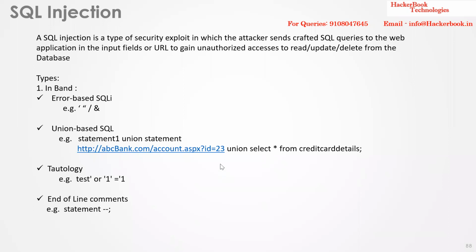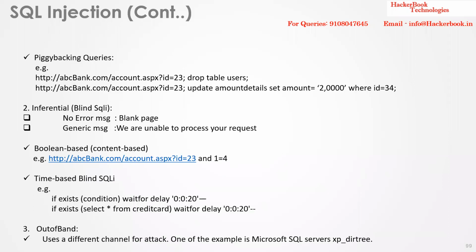The next one, piggybacking queries. We haven't tried this scenario, but you end the statement with a semicolon. After that, you try to put some more statements. That is like semicolon, then drop table users. We are trying to delete the table users. Sometimes it may work. This is the example of piggybacking queries.